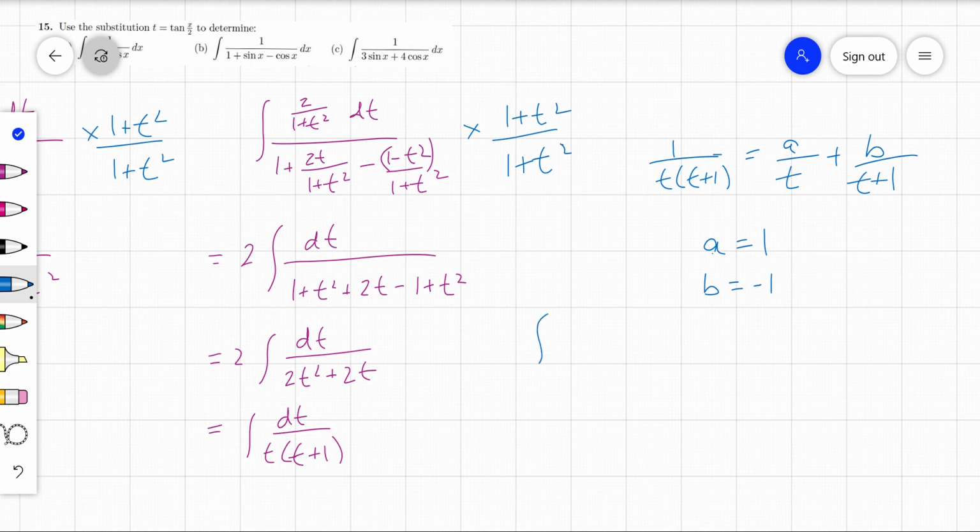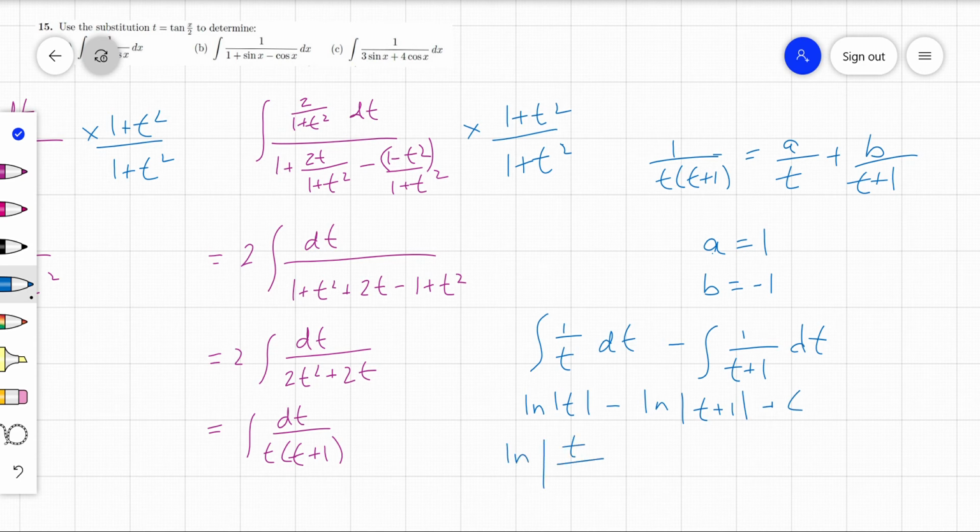So the integral we're actually using is 1 on t, take away 1 on t plus 1, dt. We're actually breaking it up using partial fractions. And so this will be log t minus log of t plus 1 plus c. Or another way of saying that is log t on t plus 1 plus c.